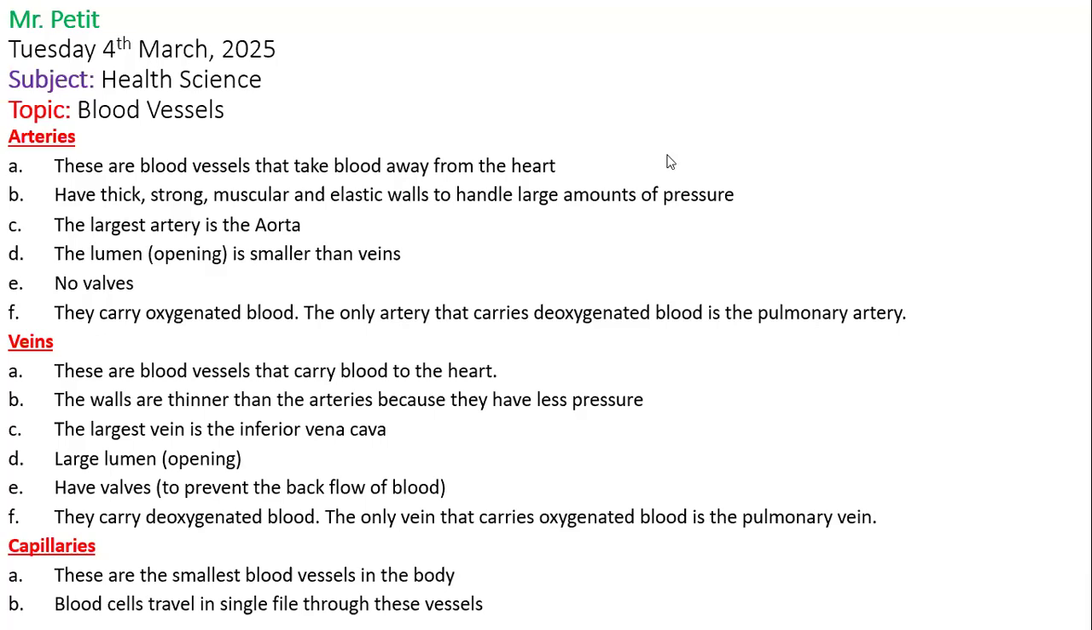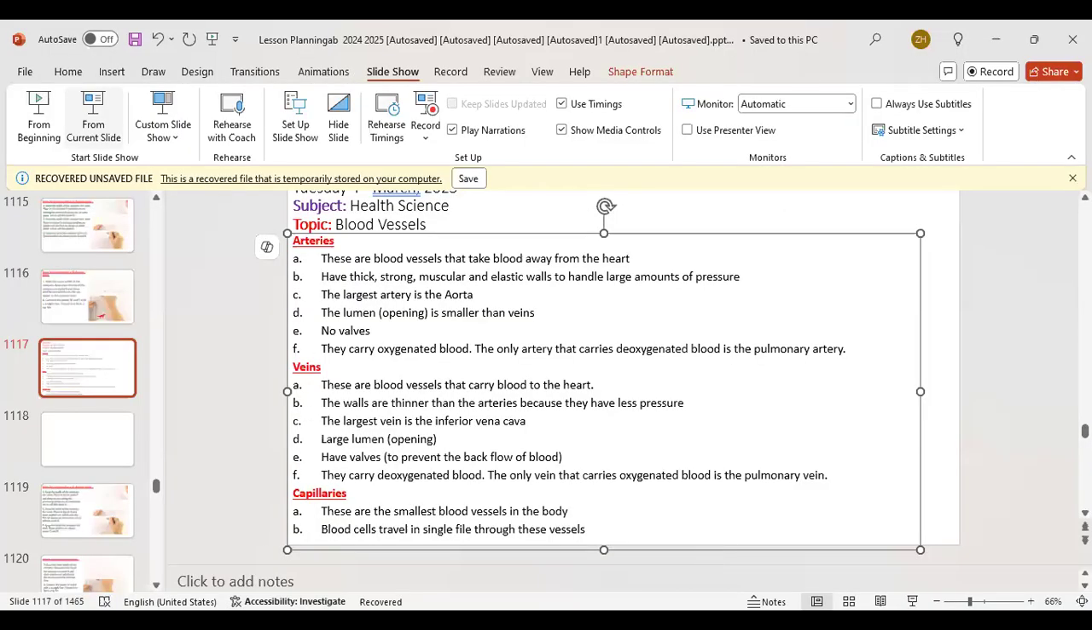Okay, good. So which blood vessel is the smallest? Capillaries, very good. Which blood vessels have valves? Veins. Veins, very good. What is the purpose of valves?